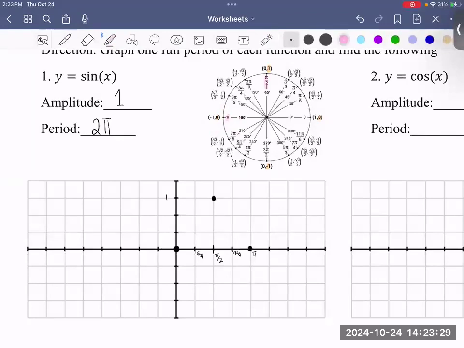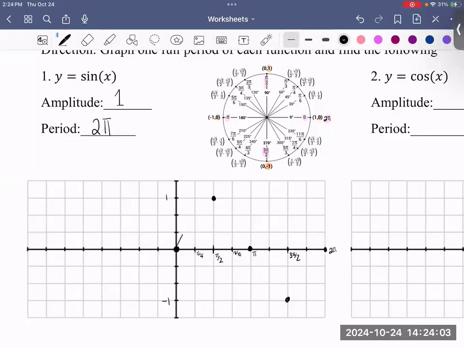And then your next most important point is at that -1 that you're seeing, and that happens at 3 pi over 2. So again, 3 pi over 2 is here. We're going to go all the way down to -1. And then all the way back to our 0, which in our case is a full rotation of 2 pi. You'll notice here it is at 0, all the way back here at 2 pi.